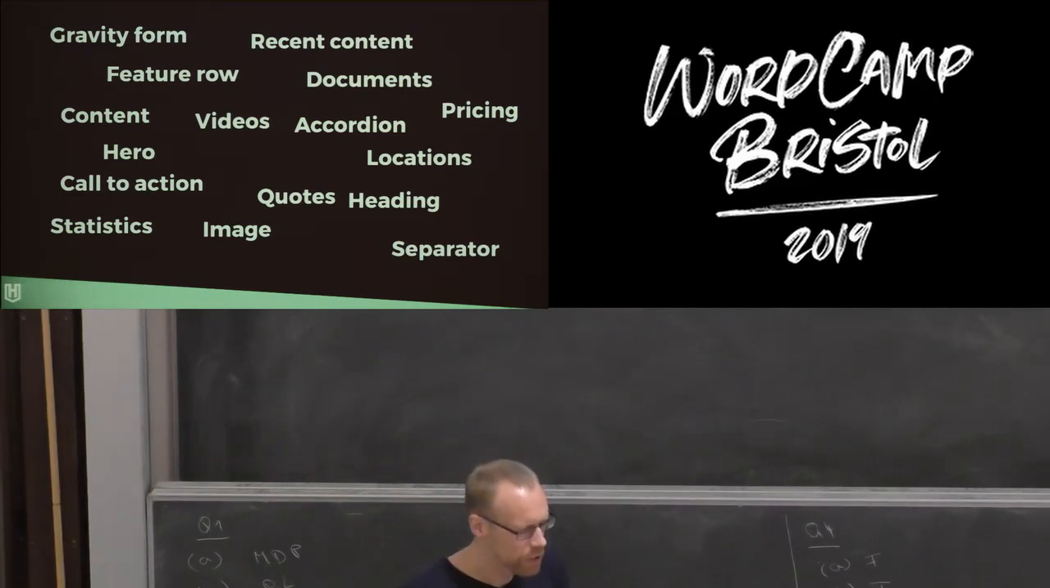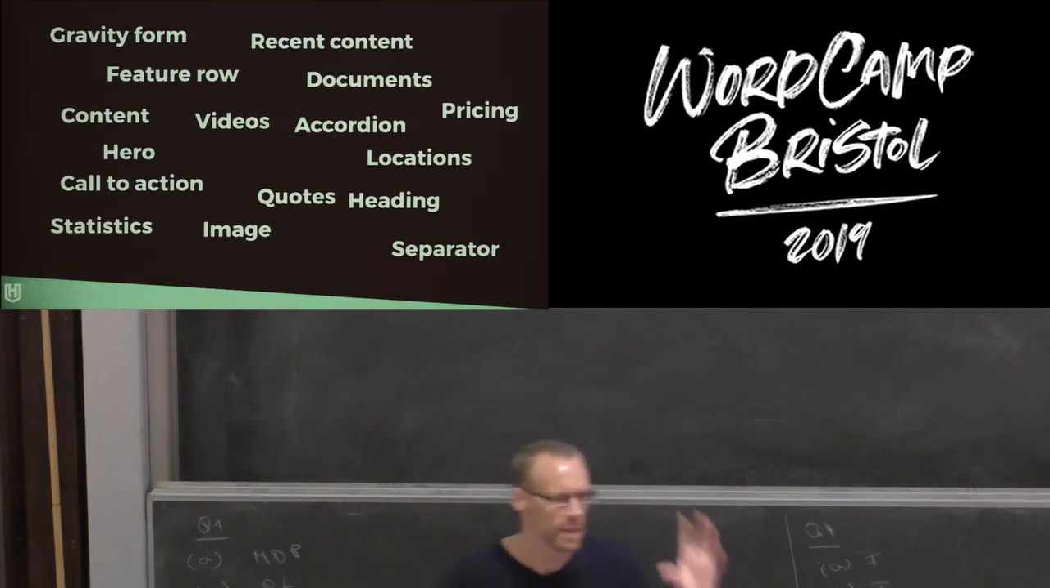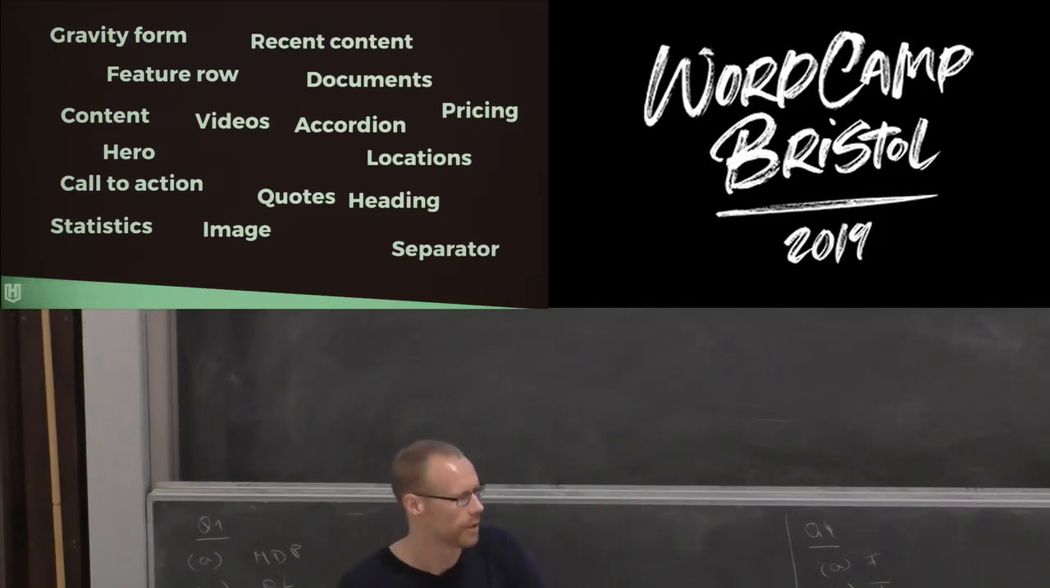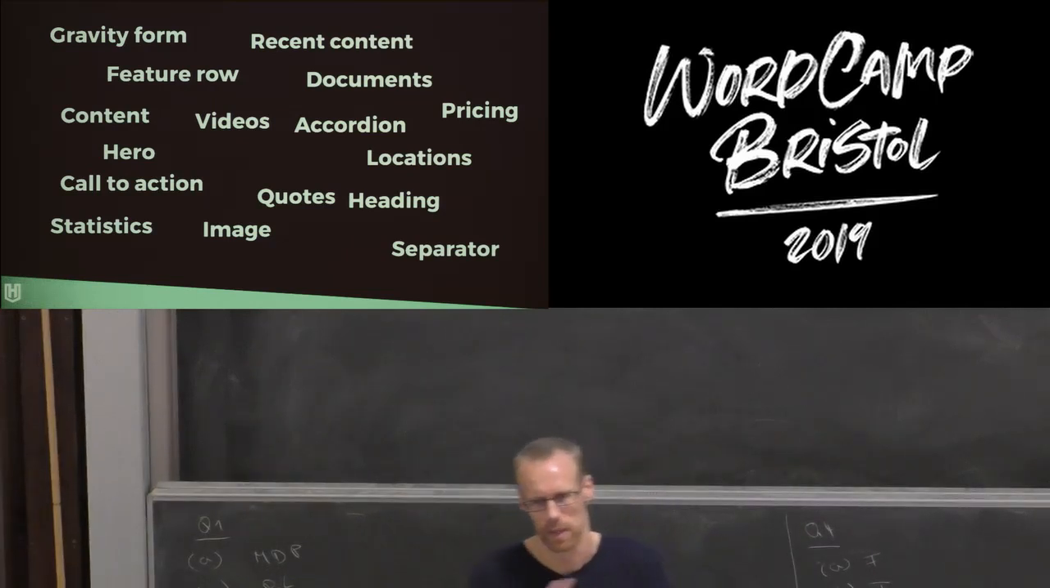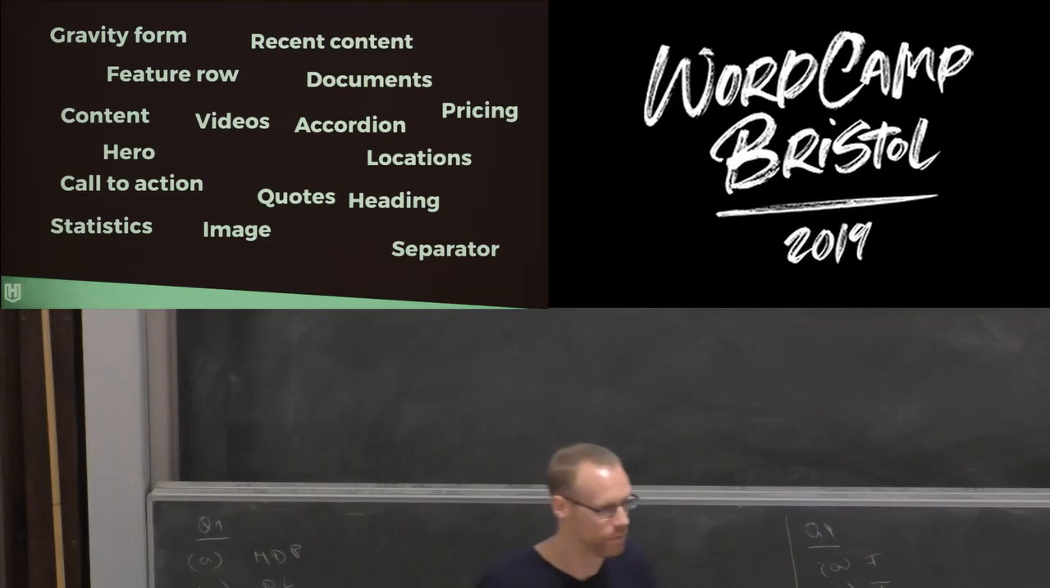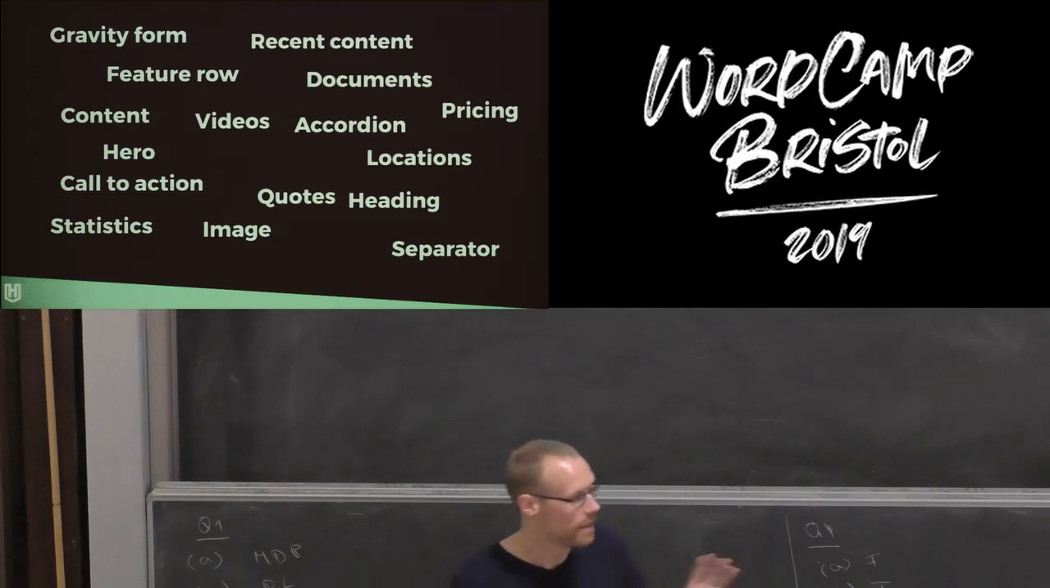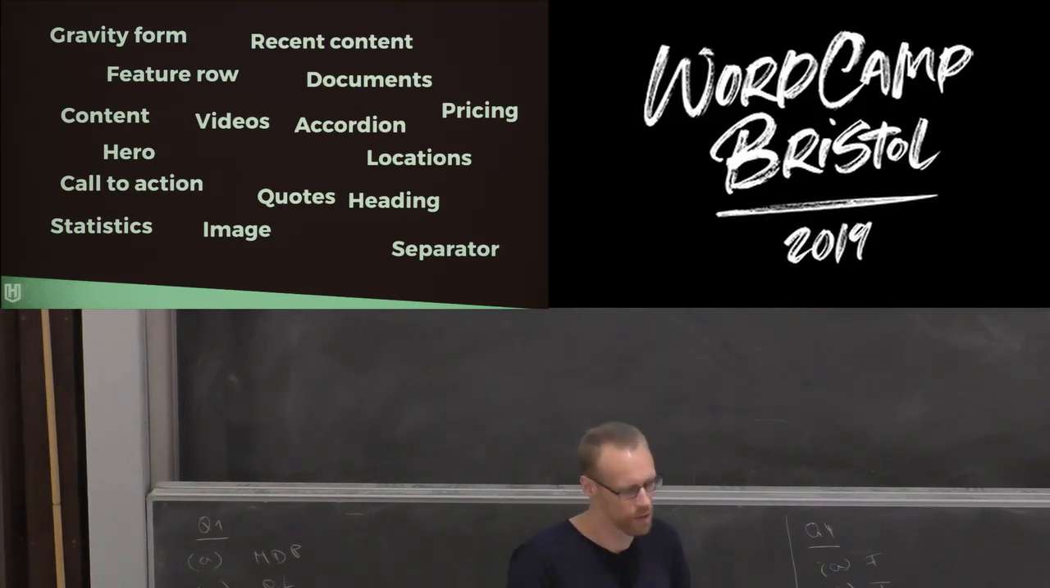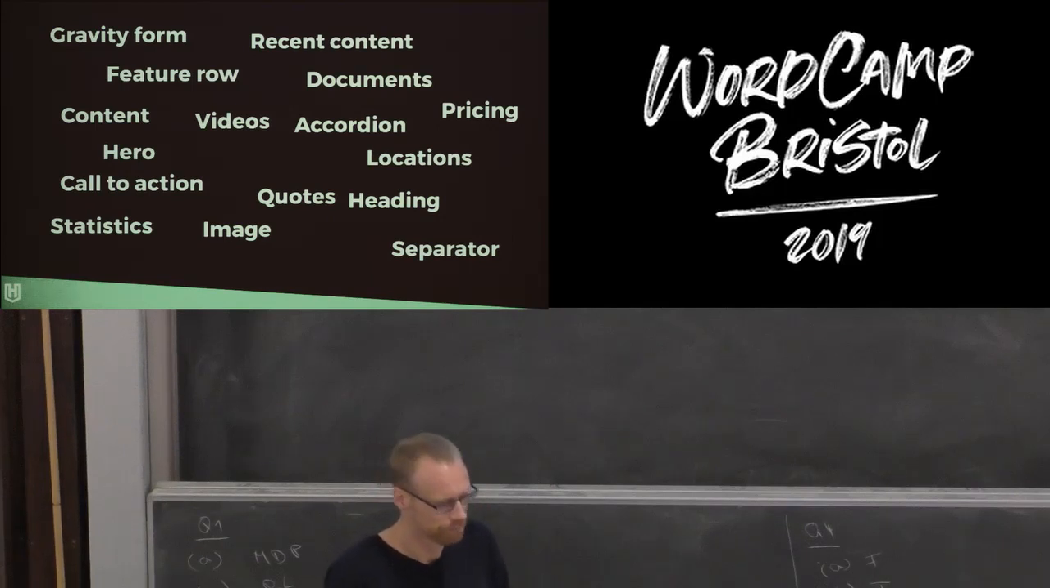Feature row, we've called it a feature row. It's probably a bad name, but it essentially means a piece of media and then some text and a title and a button next to it. It's a common theme in designs these days, and you can flip it round so the image or the video's on the left or the right, etc. And we've got documents, we've got content, which is just rich text content like a classic block type idea. We've got videos, we've got accordions, we've got a pricing table type block, which allows us to create those sorts of layouts. Calls to action, quotes, headings, stats, and so on, and then obviously an image and separators and things.